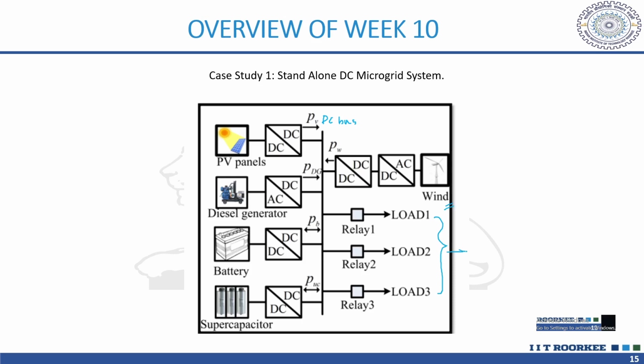For this case study, we are considering that one of these loads is critical, which must be on at all times, and the other two are non-critical. So maybe this critical load can be a hospital, or it can be military. We'll see in the results how we are ensuring that this critical load is always on. Then we have three generating sources here: diesel generator, PV, and wind.